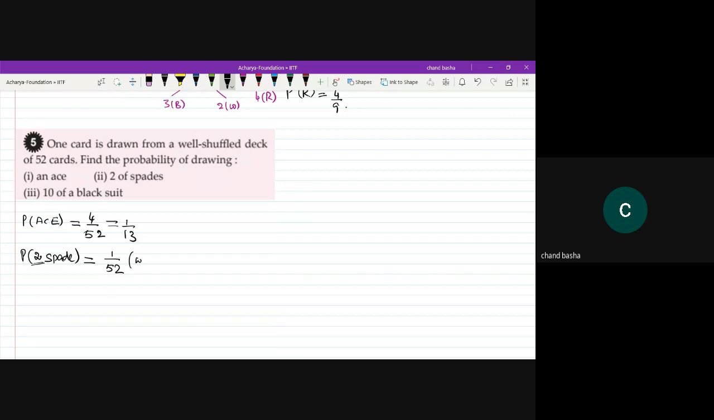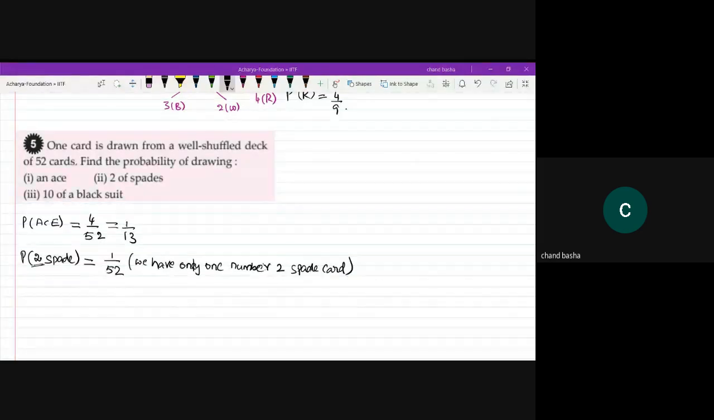We have only 1 number 2 card. Number 2 spade card. Very good. Next, Rohan, third point.